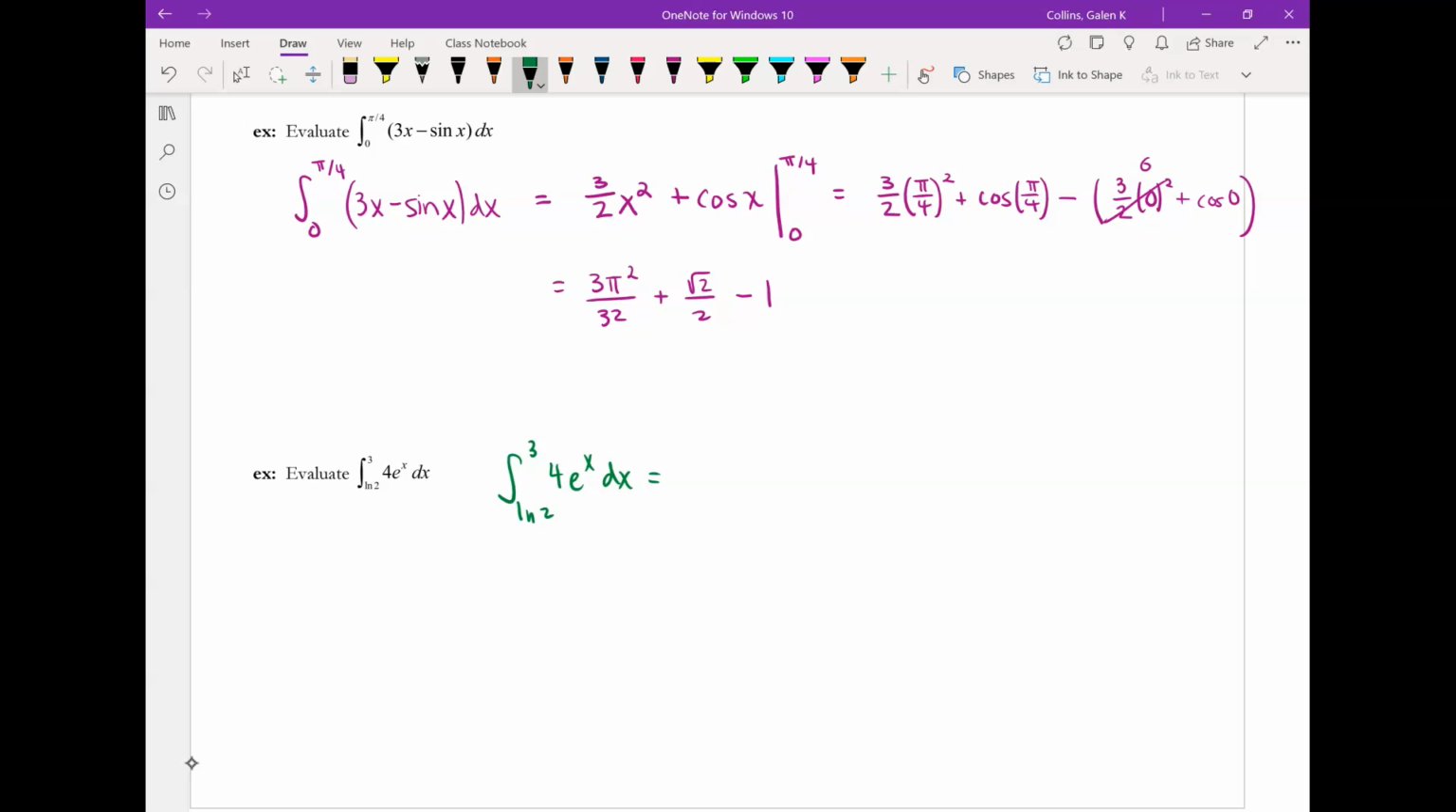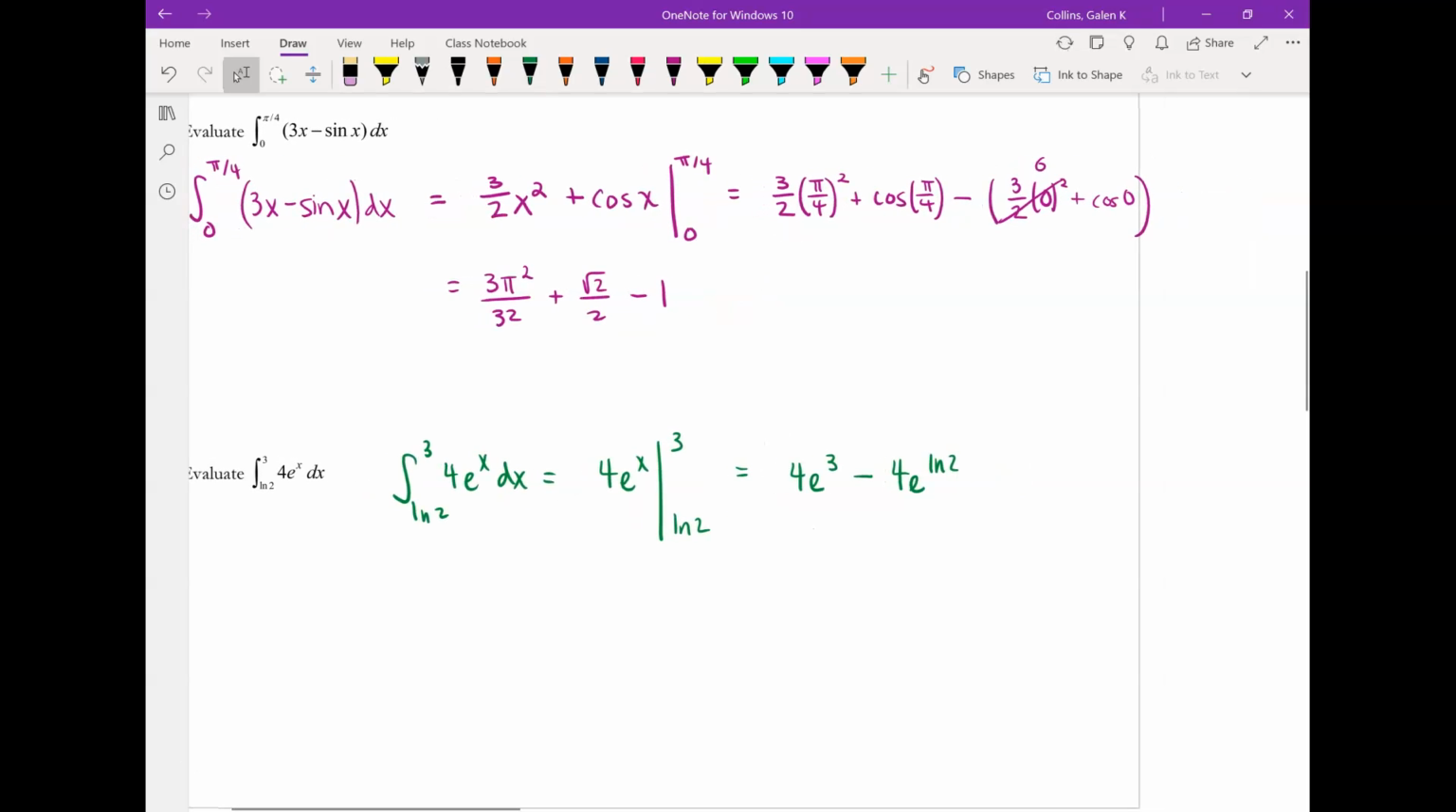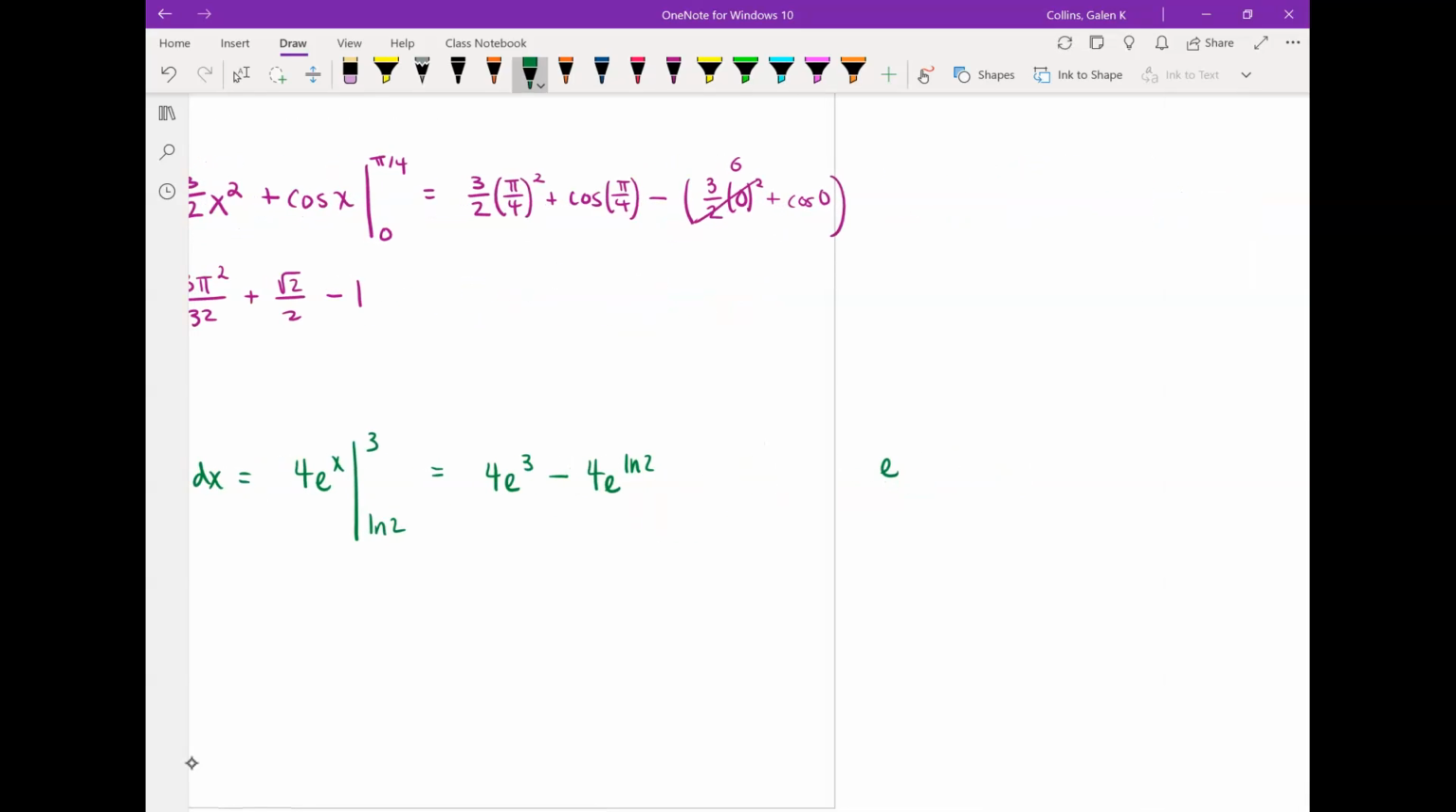All right, the antiderivative of 4e to the x is just 4e to the x, and we're evaluating that from ln of 2 to 3. So that first fundamental theorem tells me to plug in the upper limit first. So 4e cubed minus the antiderivative of the lower limit, so 4e to the ln of 2. Out to the side, remember that e and natural log are inverses. They undo each other. So we're just left with the 2.